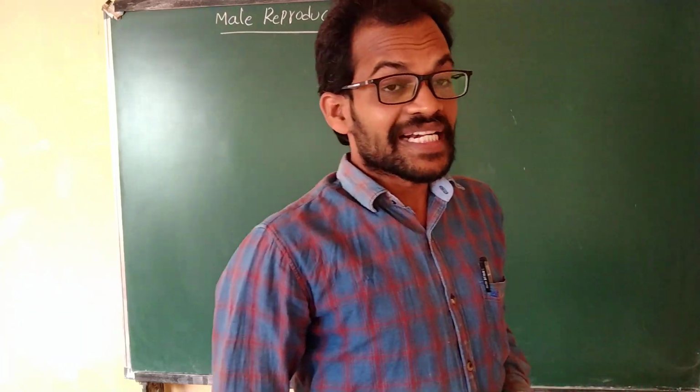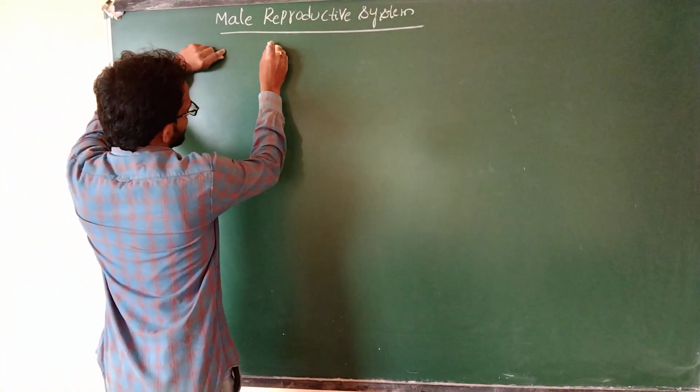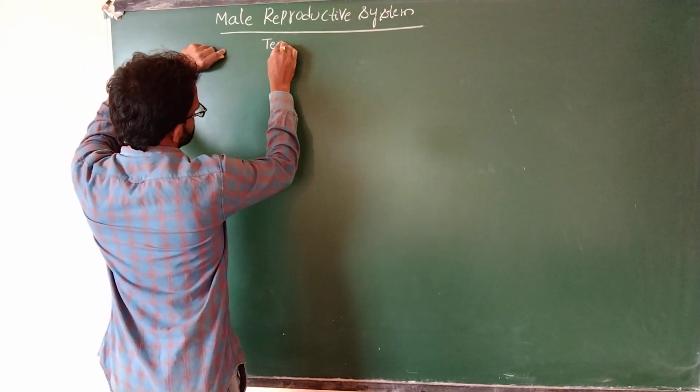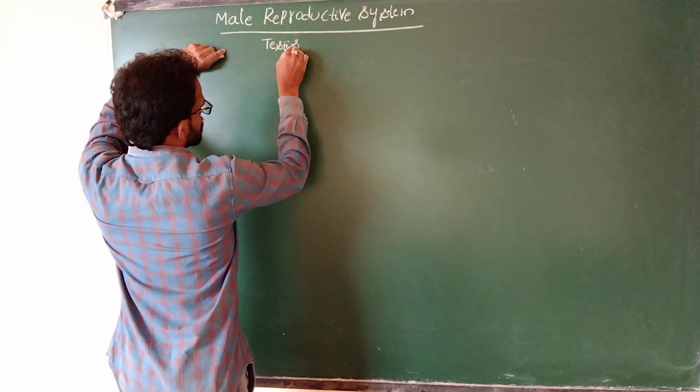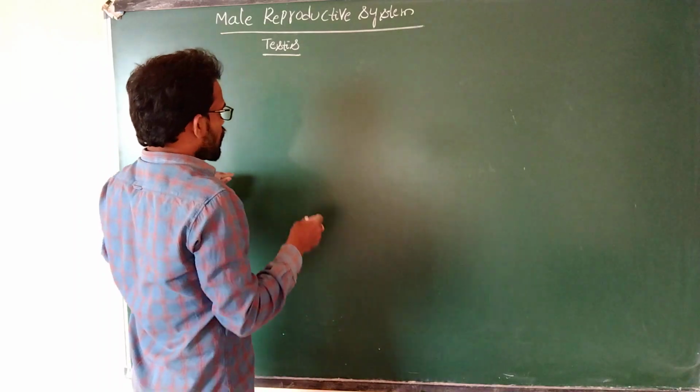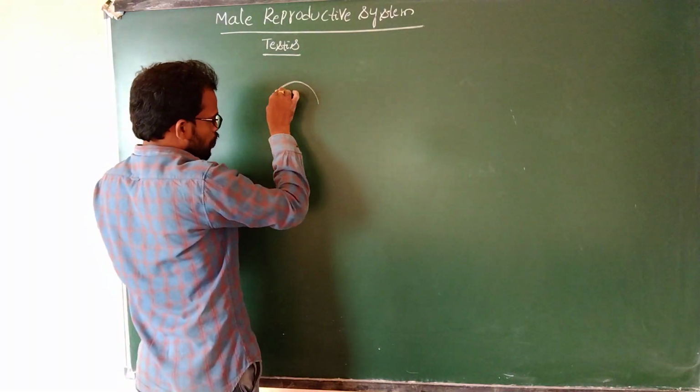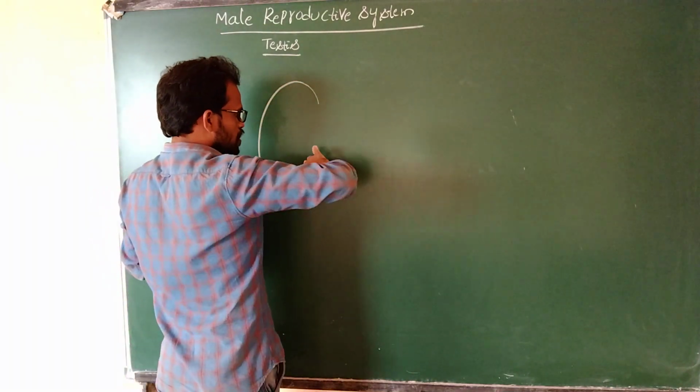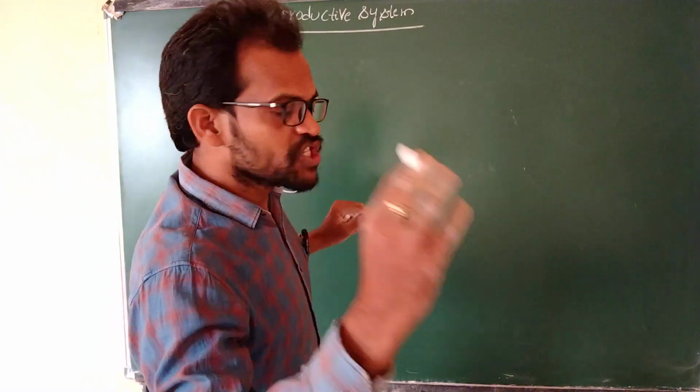Coming to the next one, the testis. What is the testis? If you observe the testis, it is an oval shaped structure. The testis is always oval in shape.